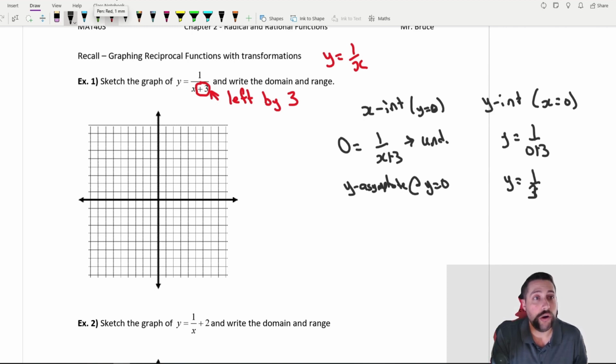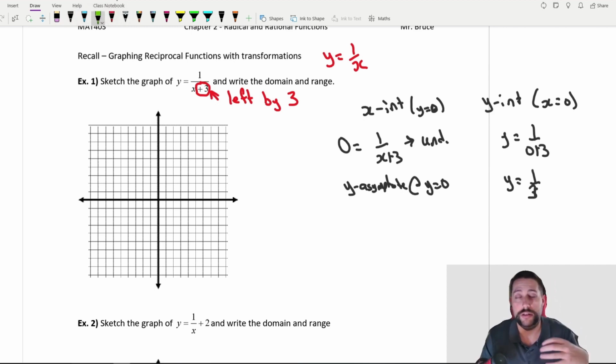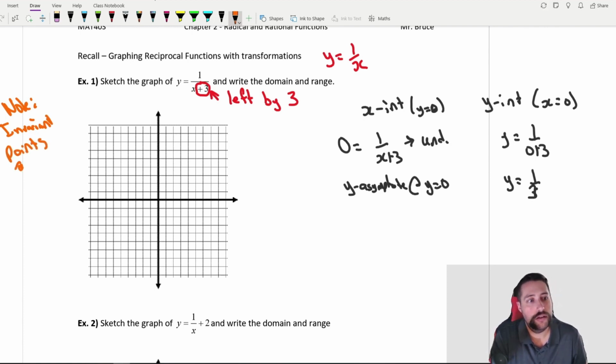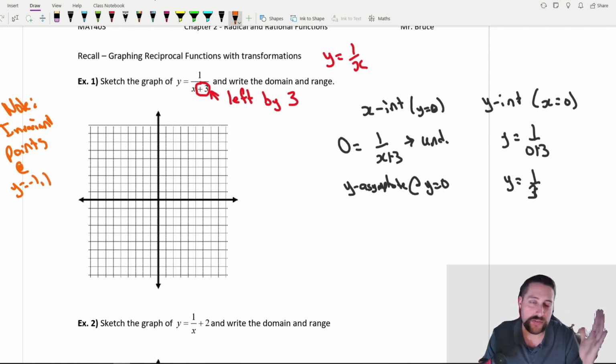Now, since we are only moving the graph to the left, our invariant points will remain at the same spot. So we'll make a quick little note for ourselves and say that the invariant points will be at y equals -1 and 1. Again, we're moving the graph to the left by 3, so that means the asymptote is going to move to the left 3 as well.